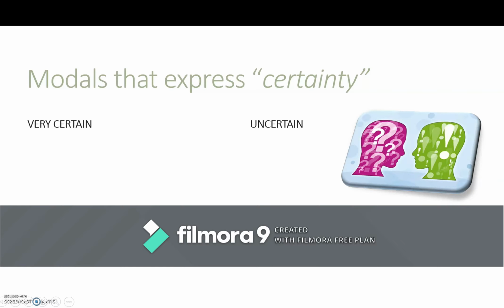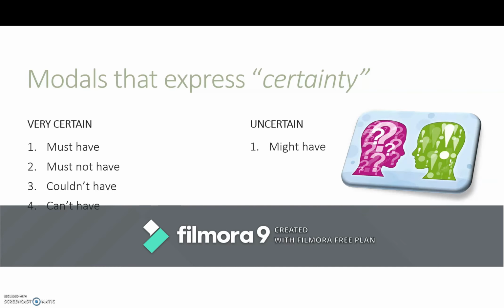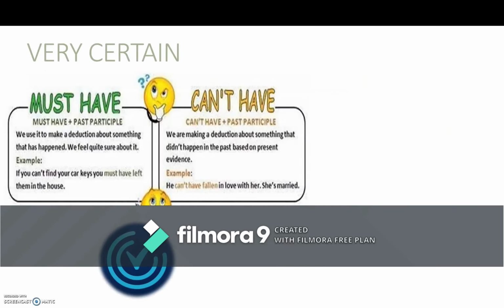So the modals that we're going to work with first are those that express certainty. Some of them express very certain situations and others not that certain. That means they are uncertain. So for very certain situations or actions, we can use must have, must not have, couldn't have, can't have, and for uncertainty, we can use might have, may have, could have, may not have, or might not have.